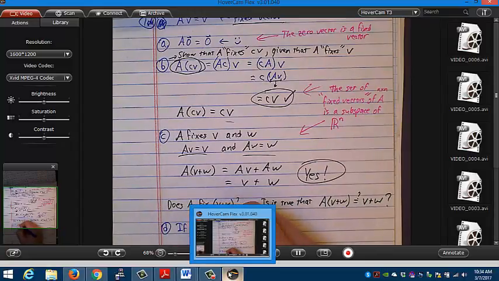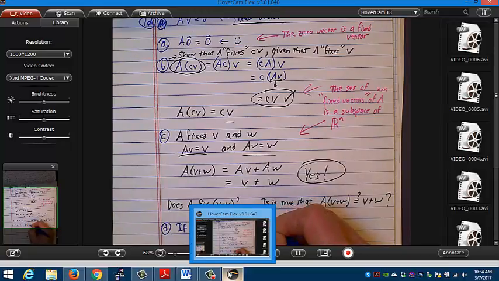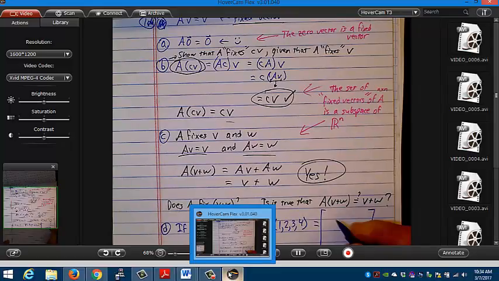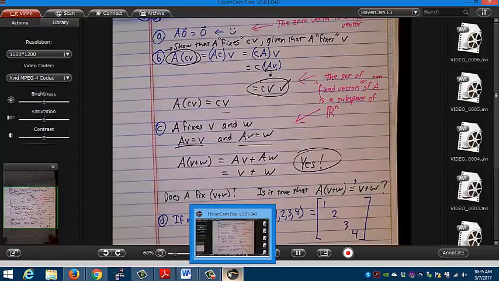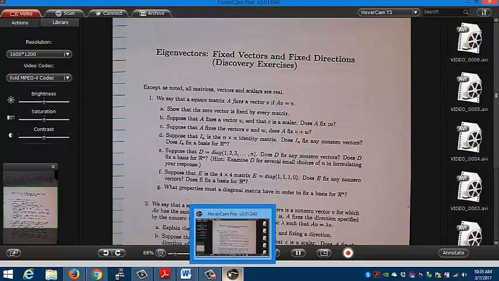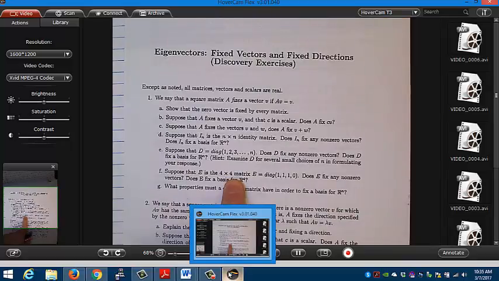If n is 4, then when they say D is the diagonal matrix 1, 2, 3, 4, what they really mean is a 4 by 4 matrix, and everything else that I didn't write is a 0. So the question about that matrix is, does D fix a basis for Rn? Interesting. And then they talk about a matrix E, which is a different 4 by 4 matrix.